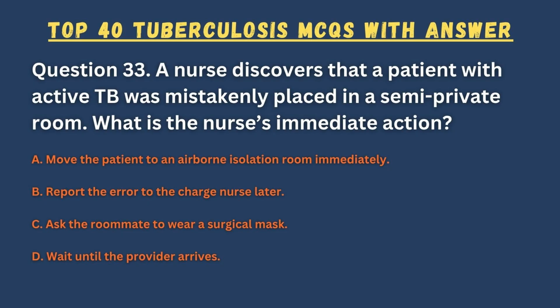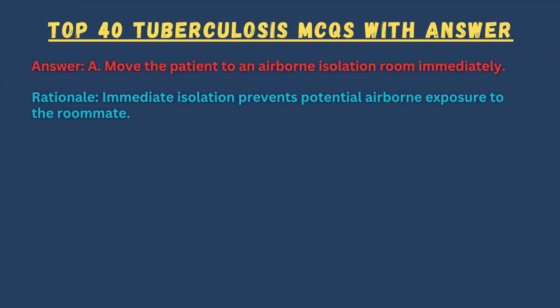Question 33. A nurse discovers that a patient with active TB was mistakenly placed in a semi-private room. What is the nurse's immediate action? A. Move the patient to an airborne isolation room immediately. B. Report the error to the charge nurse later. C. Ask the roommate to wear a surgical mask. D. Wait until the provider arrives. Answer: A. Move the patient to an airborne isolation room immediately. Rationale: immediate isolation prevents potential airborne exposure to the roommate.